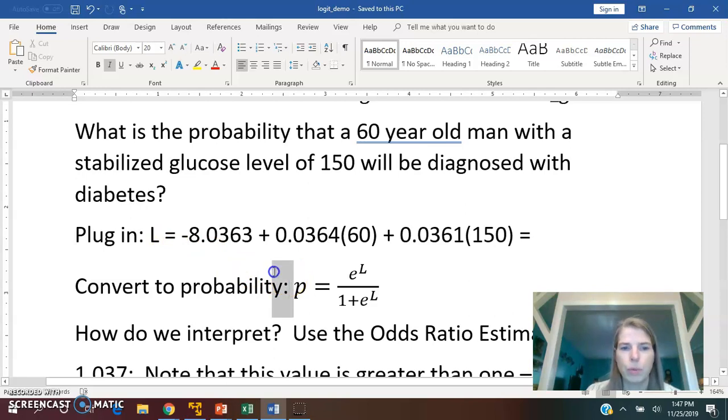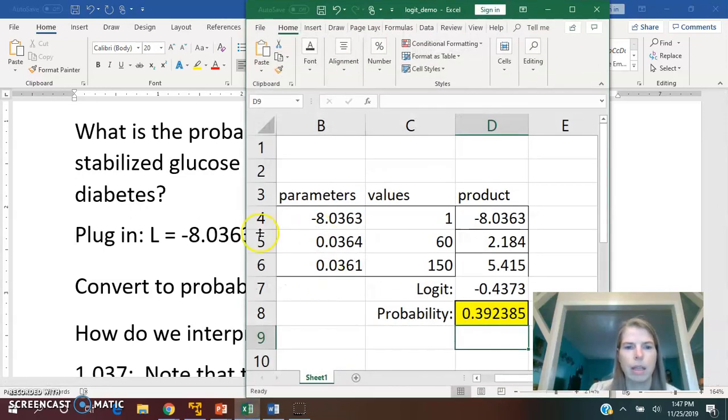Now, how are these two related? Well, my probability is found by exponentiating the logit and dividing by 1 plus e to the logit. So I'll do that in Excel as well. And then in a little bit, we'll talk about interpreting our coefficients. So let me go ahead and move to Excel.